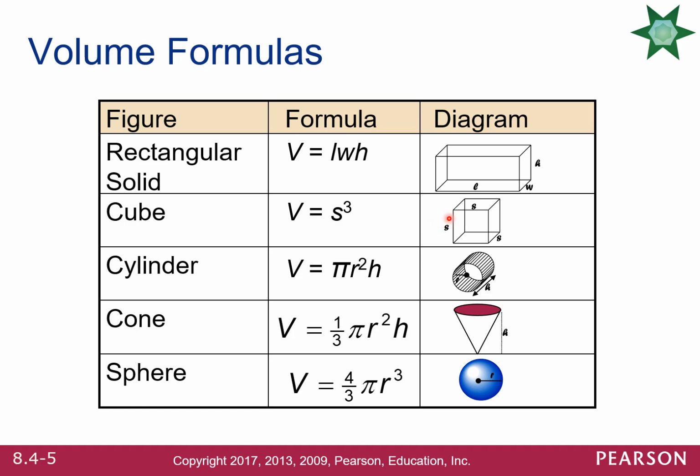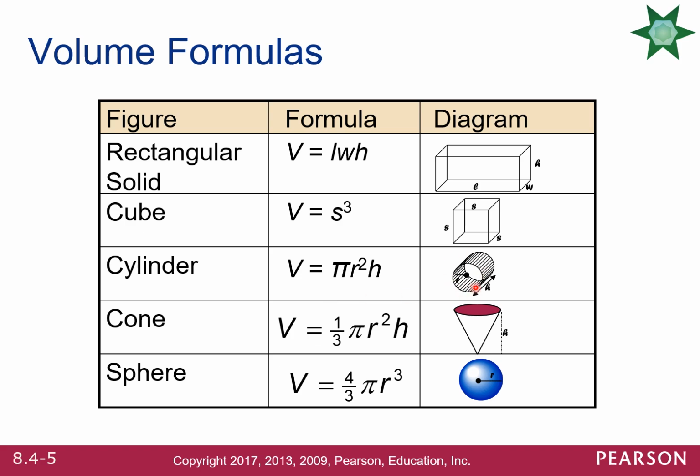A cube has all sides equal, all right? So it is a rectangular solid, but the measures of the length, width, and height are all the same. So it's still length times width times height, but since they are all equal, we can just multiply one side 3 times. So s times s times s, which gives us s cubed, s being the length of one side. So that's the volume for a cube, and then we go to a cylinder.